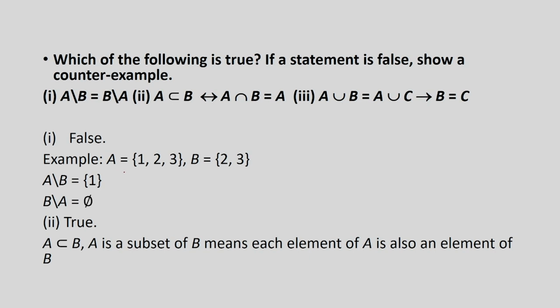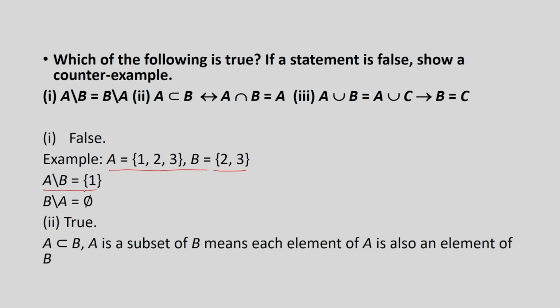Let us see how it is false. We take A to be 1, 2, 3 and B to be 2, 3, right. So what is A minus B? A minus B means we take out those elements of A which are there in B also.